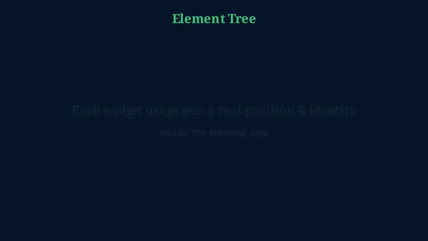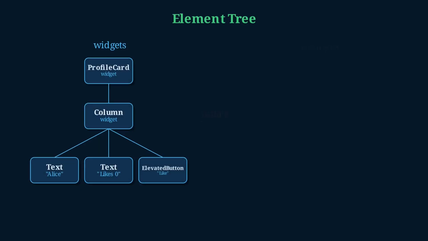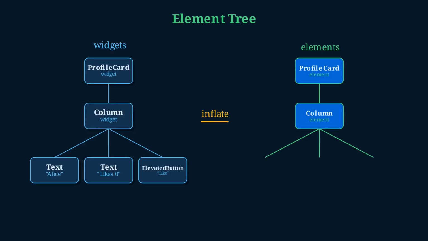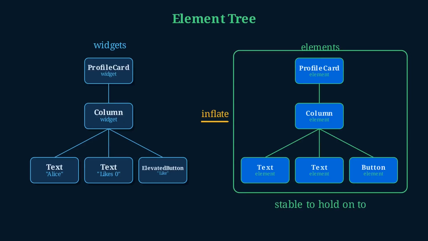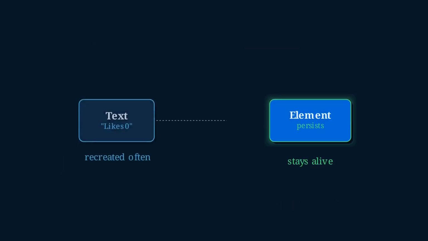So when Flutter builds our profile card, the widget description is inflated into elements. The profile card widget gets a profile card element. The column widget gets a column element. Each text widget gets its own text element, and the button gets its own element. Now Flutter has something more stable to hold on to. Widgets may be recreated often, but elements are more persistent.